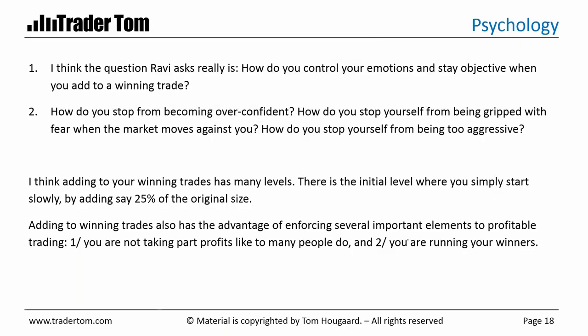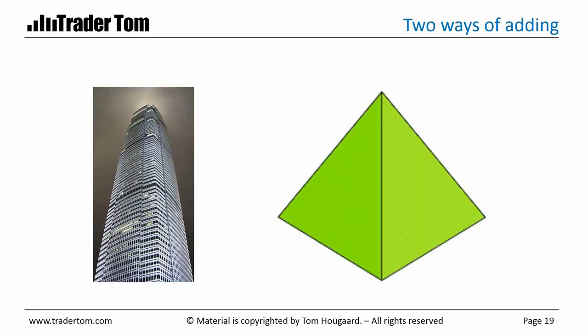I believe that there are two ways that we should approach adding to winners. You can use the pyramid style, where if you traded £10 a point, you add another £10, another £10, another £10, another £10, another £10. You can also vary it if you want to. And secondly, you use the pyramid style where the first position is the biggest position, and as you add to your winning position, your positions become smaller and smaller.